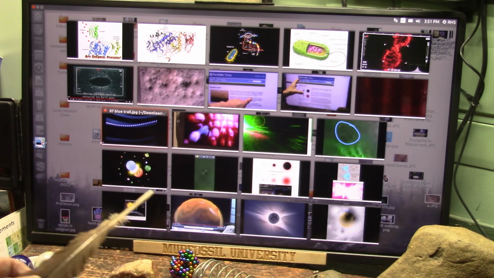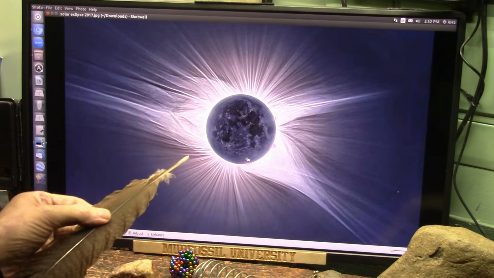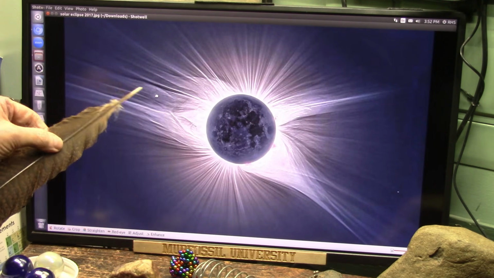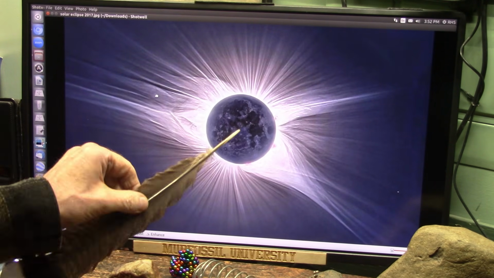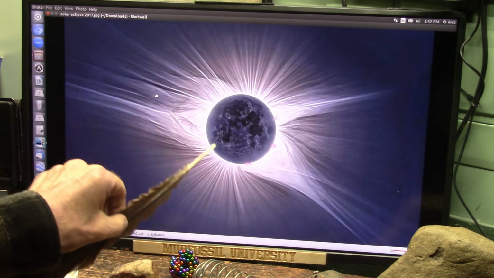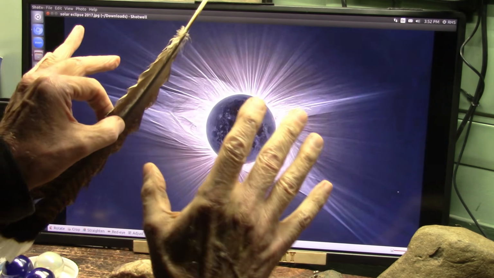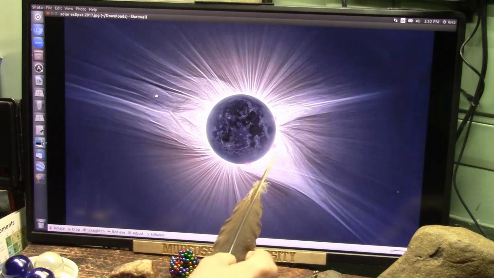All right, here's what I want you to think about. This is all radiation. It's from the sun. It's a solar eclipse, so the moon is here, so we're not seeing the blinding light. Otherwise, you couldn't look at it. So now, what are we seeing?